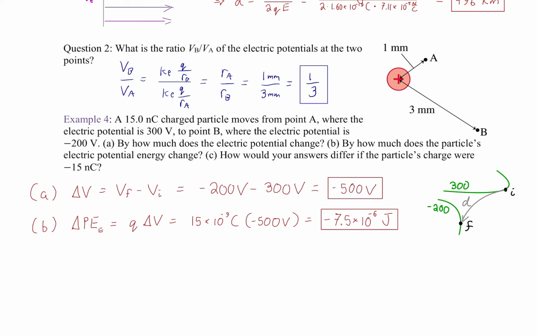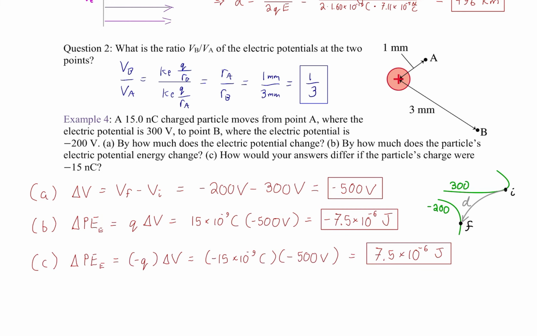Okay, but how would your answer differ if the particle's charge were instead negative 15 nanocoulombs? Well, I bet you can guess it. In this case, Q is replaced with negative Q, shown here in the parentheses. So then we have a negative times a negative, which means the negatives cancel, and we have a positive change. Because for negative charges like electrons, going from high voltage to low voltage is uphill. I know I keep saying that, but that's an important idea to get.